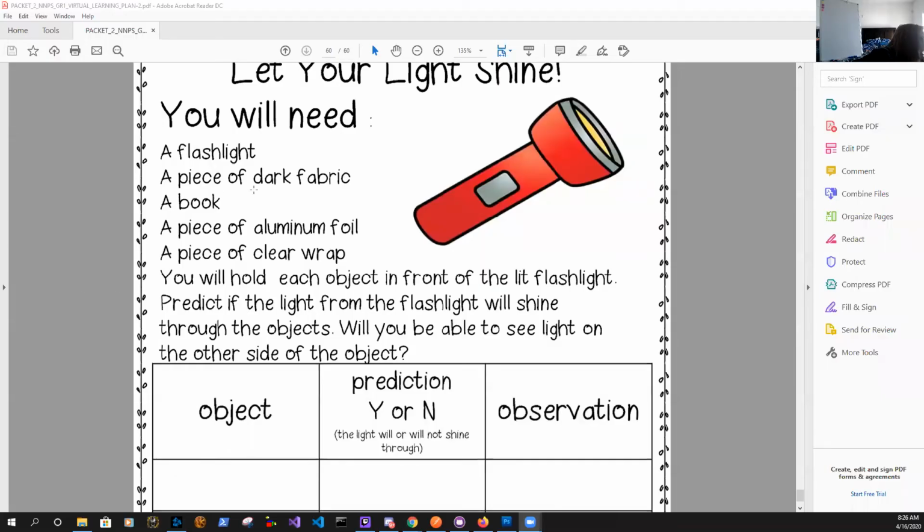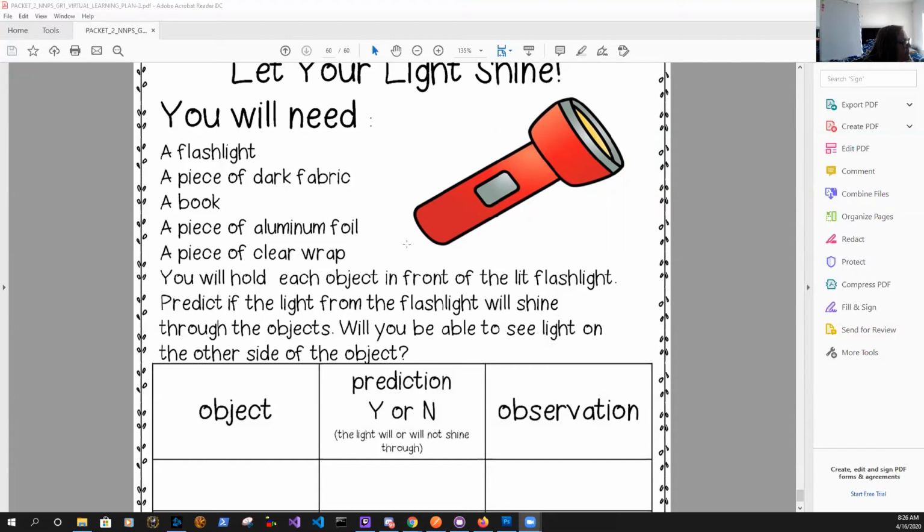So like I said, you need a flashlight, a piece of dark fabric, a book, a piece of aluminum foil, a piece of clear wrap. If you don't have one of those things, try and find something else. What we're going to be doing is we're going to see if light will shine through the object. So it says you will hold each object in front of the lit flashlight or phone light or whatever you have, or lamp.